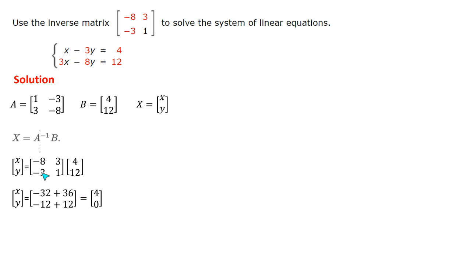Then we go to the next row. Negative 3 times 4 is negative 12. 1 times 12 is positive 12. Negative 12 plus 12 is 0. So what I can take from here is that x is equal to 4 and y is equal to 0.